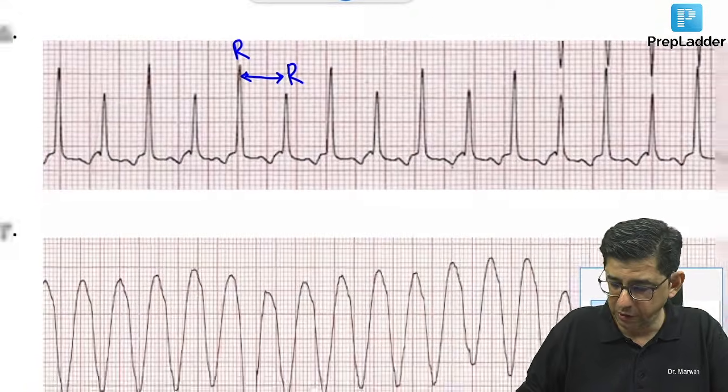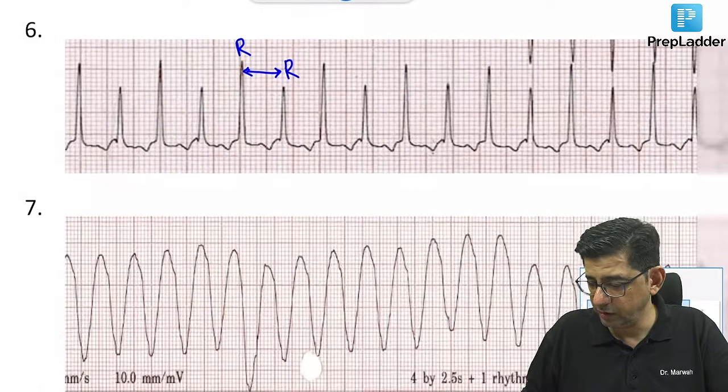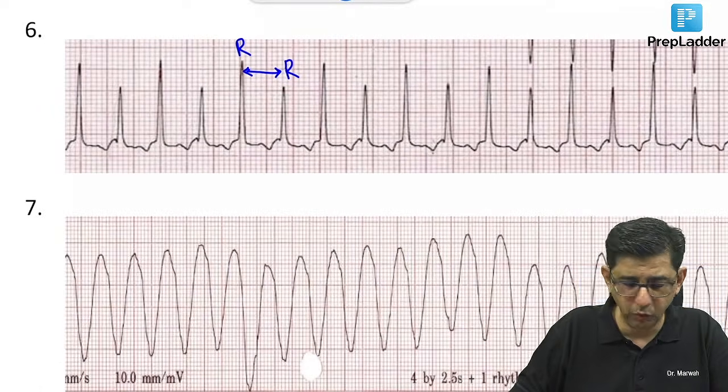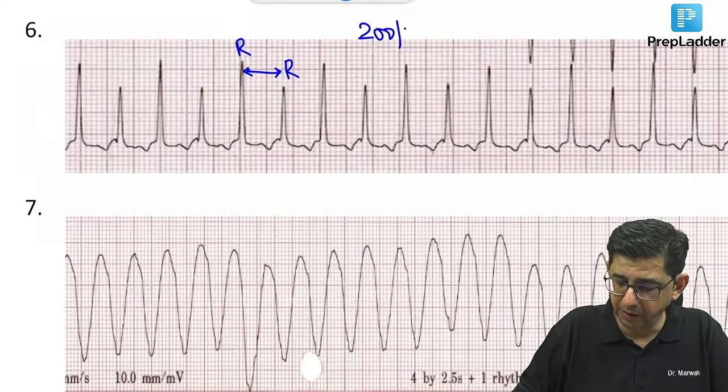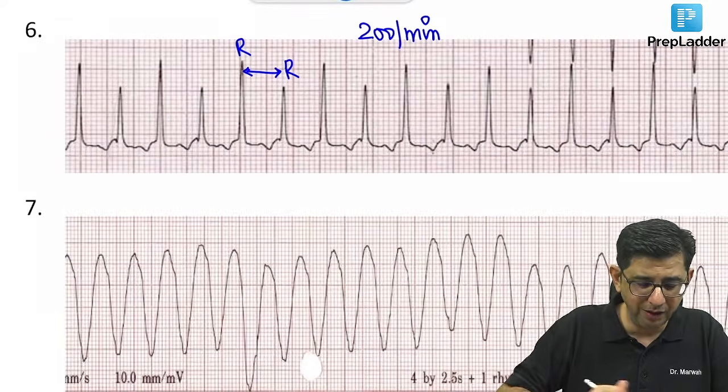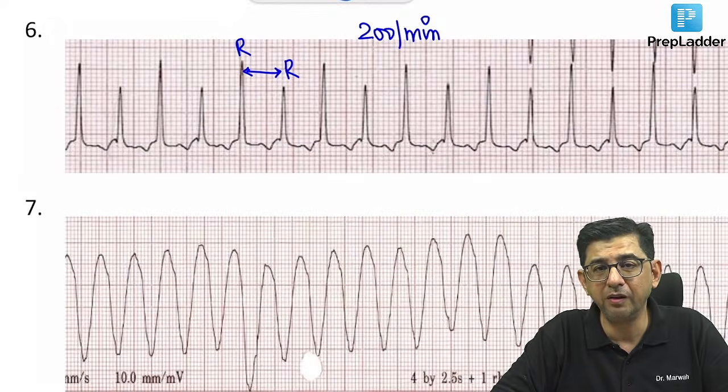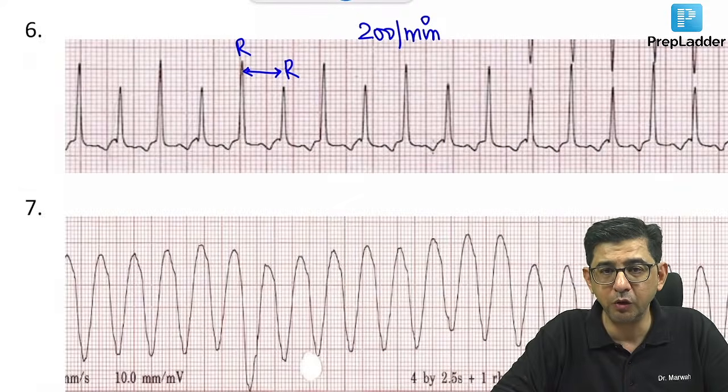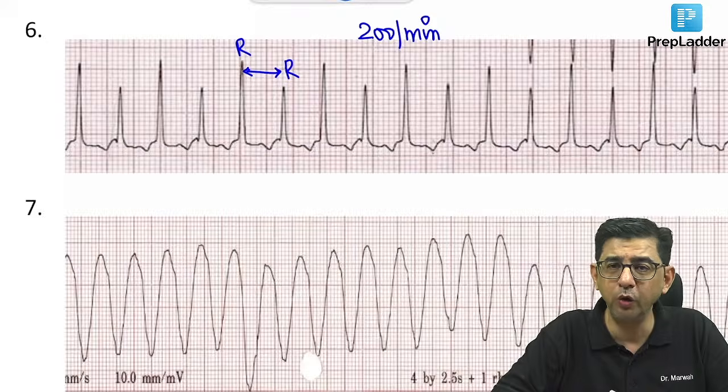So the heart rate of this particular guy is varying. Yes, this time the heart rate is about 200 per minute. Doc, we'll not call it electrical alternans, because in electrical alternans there is a normal sinus rhythm. In electrical alternans, there is a normal sinus rhythm, and you should be having a low voltage ECG. Here, there is no low voltage.